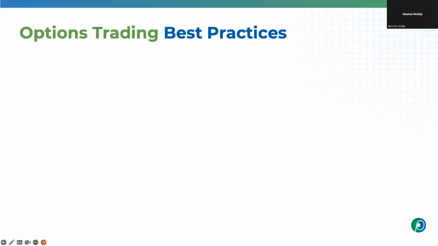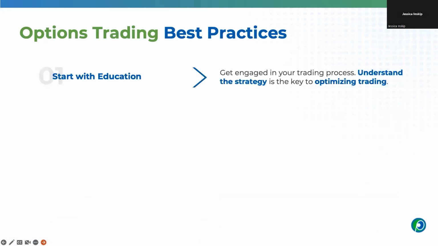some best practices. So if you're trading options for the first time, here are your keys to success to start with. First and foremost is to start with education. Get engaged in your trading process, understand the strategy. It's the key to optimizing trading, because if you understand the ins and outs of your strategy, which is what the next sessions will cover, then you'll know what obligations you have and what risks are associated with it. So you'll be able to fully understand what will happen in every scenario. And that's extremely important. You do not want surprises.